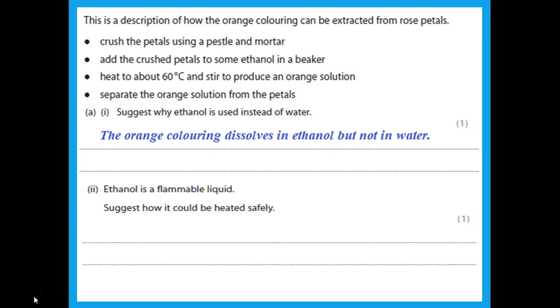Ethanol is a flammable liquid. So how could it be heated safely? Remember when we were talking about experimental techniques, we said if I am heating something that contains ethanol, ethanol is flammable, so I should heat in a hot water bath. Put the test tube into a beaker containing water, and it's the beaker containing water that has been heated, not the test tube directly. So we say heat in a hot water bath.